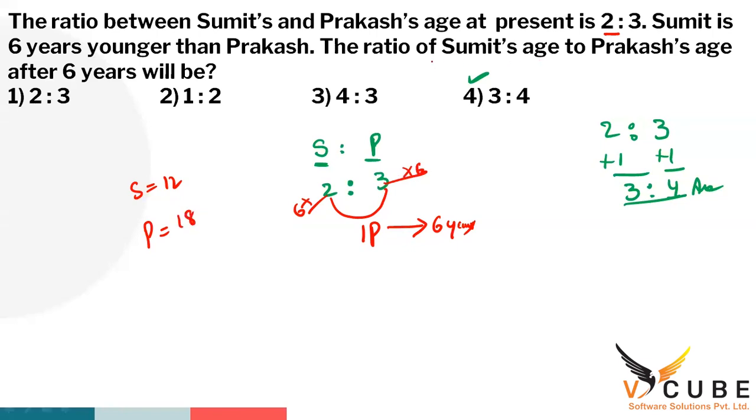Okay. So read the next statement, guys, here. The ratio of Sumit age to Prakash age after 6 years will be. We have to find out the age ratio after 6 years. Right. After means plus. So 12 plus 6 and 18 plus 6. 12 plus 6 is 18. 18 plus 6 is 24. So 6 threes are 18 and 6 fours are 24. After 6 years, the age ratio is 3:4. That's why option 4 is the right answer. Is it clear, guys? All of you, basic method?